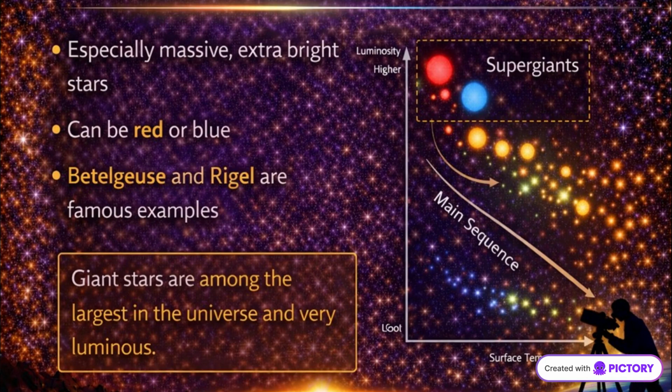Supergiant stars are extremely massive and highly luminous. They can be either red or blue. Examples include Betelgeuse and Rigel. These stars represent advanced stages of stellar evolution and often end their lives in supernova explosions.